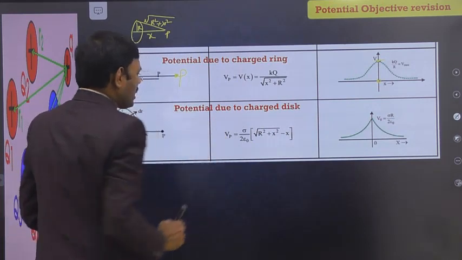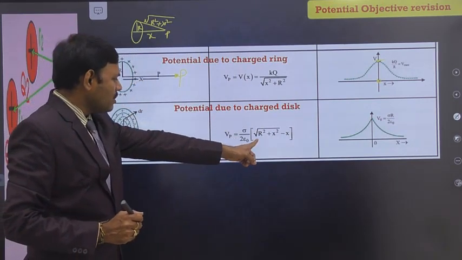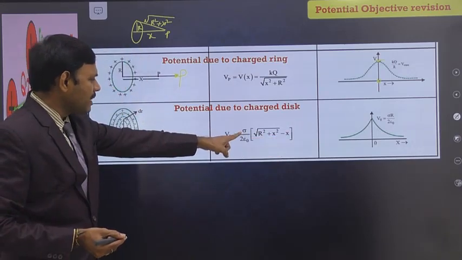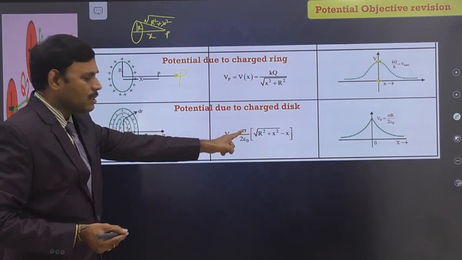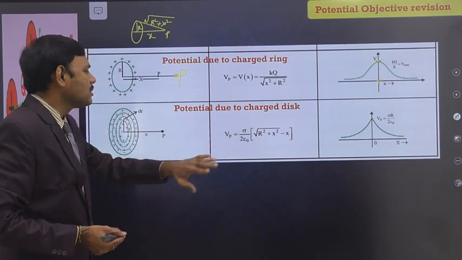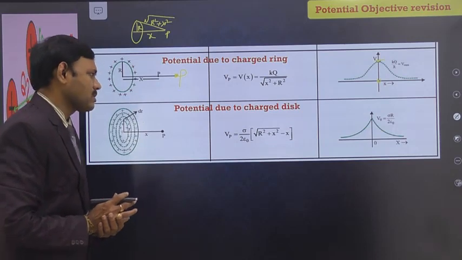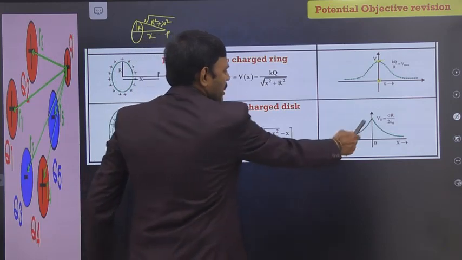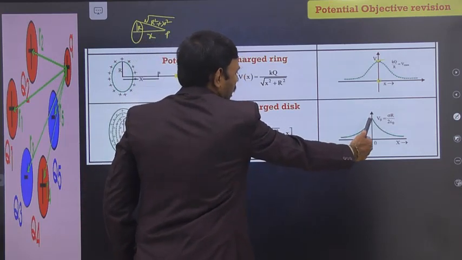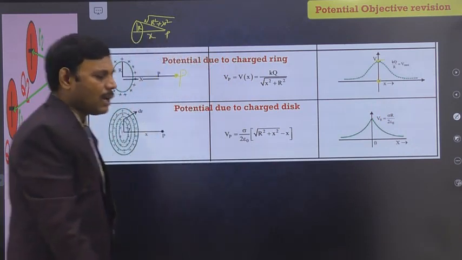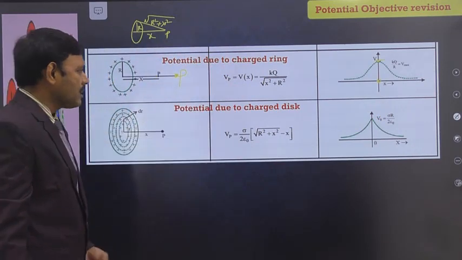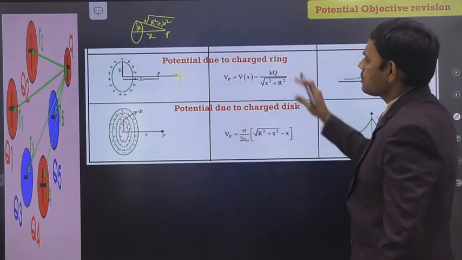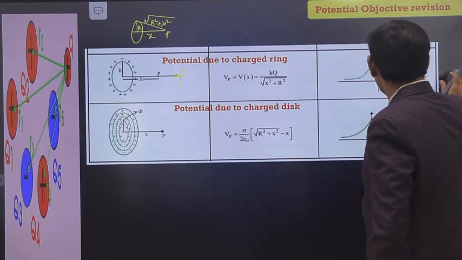Hence the total potential is sigma by 2 epsilon naught into square root of r square plus x square minus x. Sigma is the surface charge density, that is q by pi r square. This is the formula. Here also when x is 0, it has maximum potential, that is sigma r by 2 epsilon naught. As x increases towards either side, the potential goes on decreasing. So this was about the potential due to a ring along its axis and due to a disk along its axis.